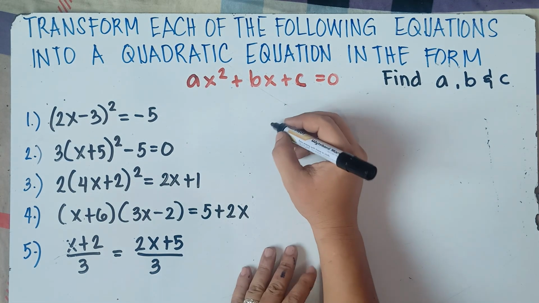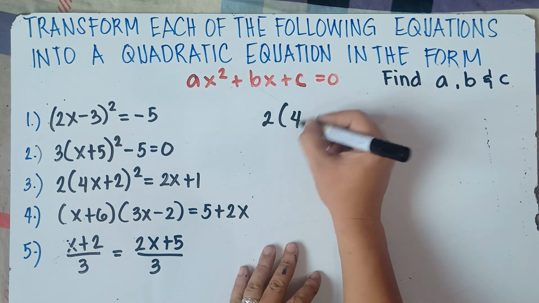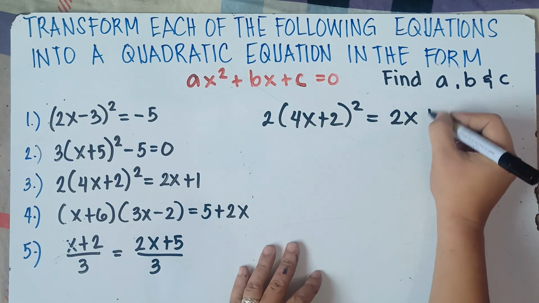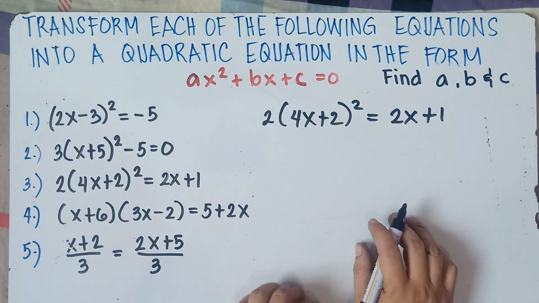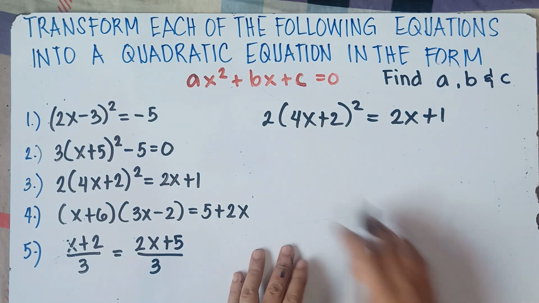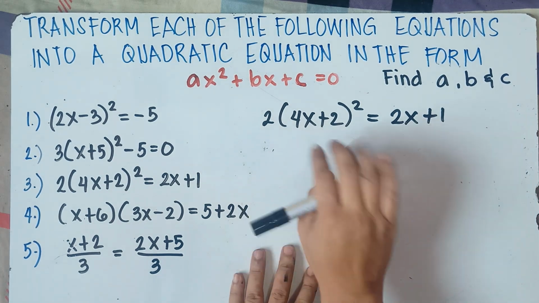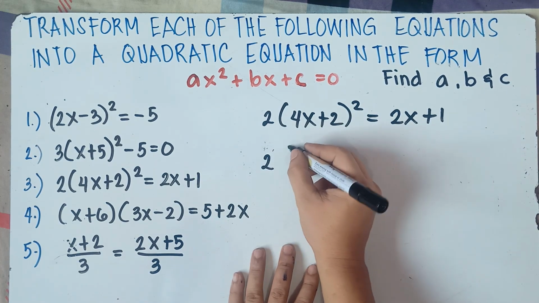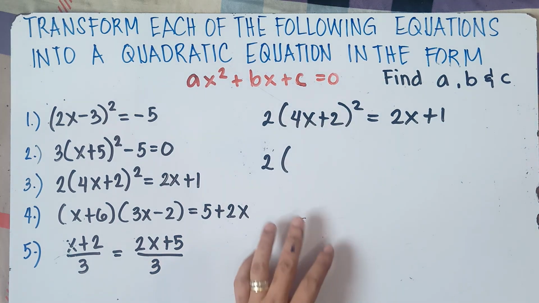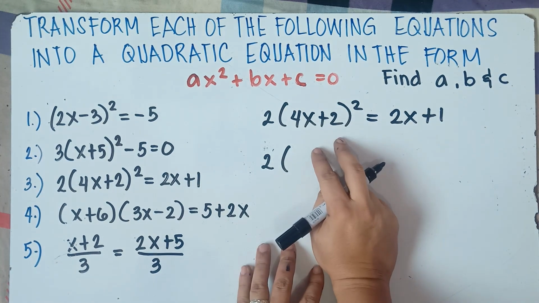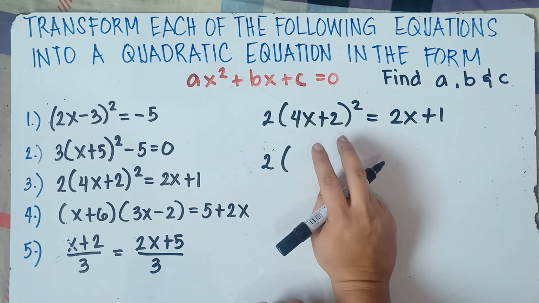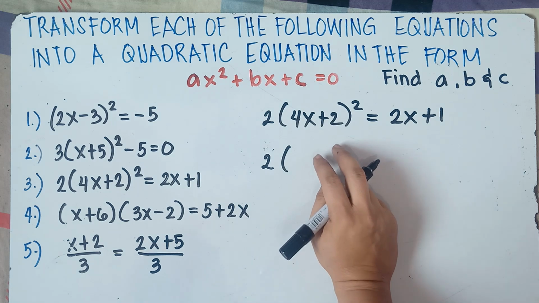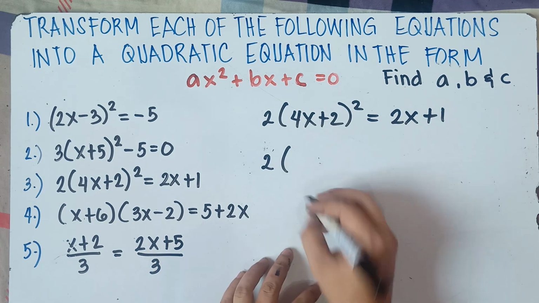Let's have number 3. 2 times (4x plus 2) squared equals 2x plus 1. So once again, copy 2, do not multiply. Parentheses and exponents come first. So copy 2, then we simplify this one. We can use the FOIL method, or we can use the square of binomial. Which do you prefer, class? I think you are into the FOIL method, right? So let's use the FOIL method.